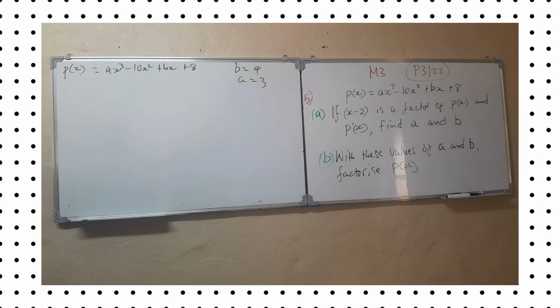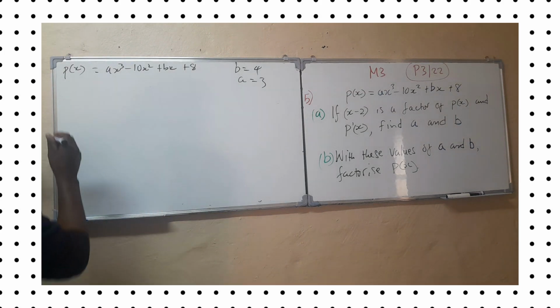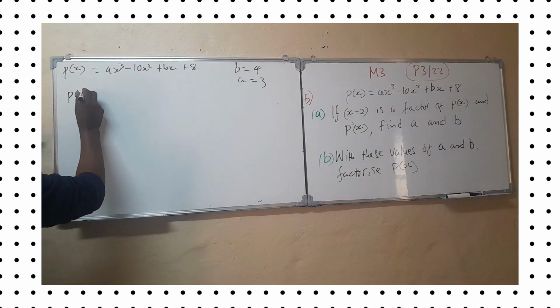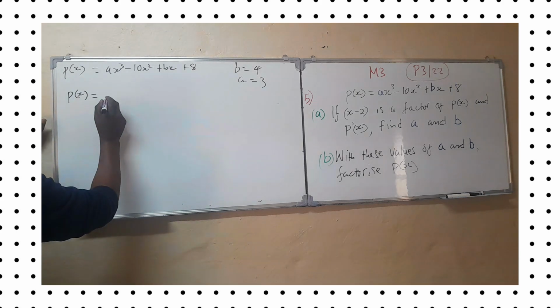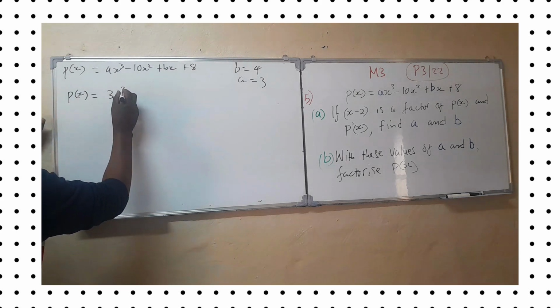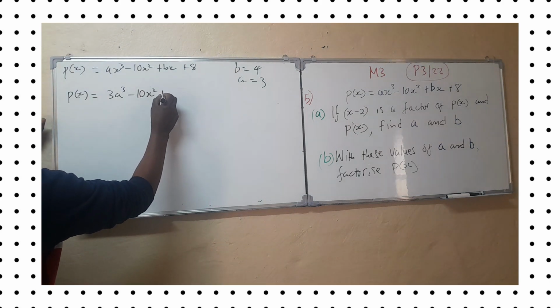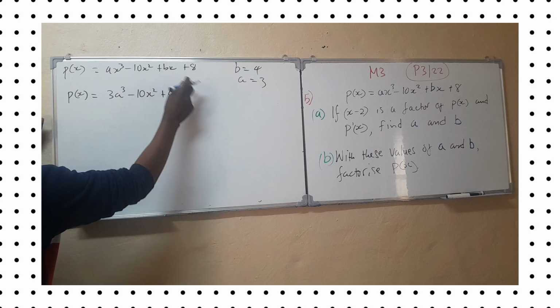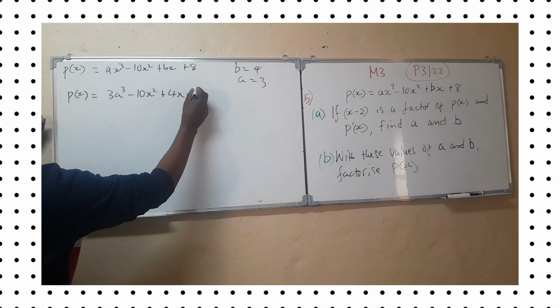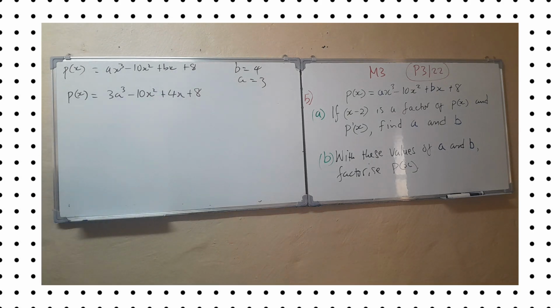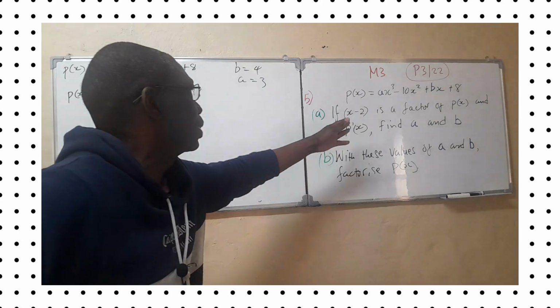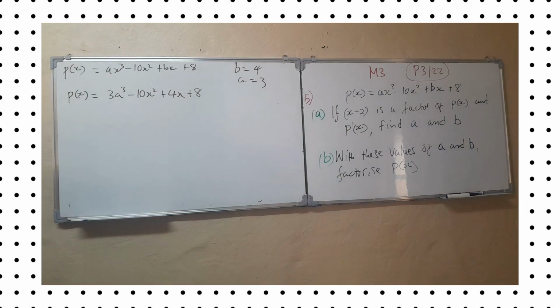Right. So now we know our a and b. We can write that our p of x is equal to 3x cubed minus 10x squared plus 4x, because b is 4, plus 8, which of course is our cubic polynomial there. Now, we are supposed to factorize this. There's only one thing that we know. We know that x minus 2 is one of the factors.